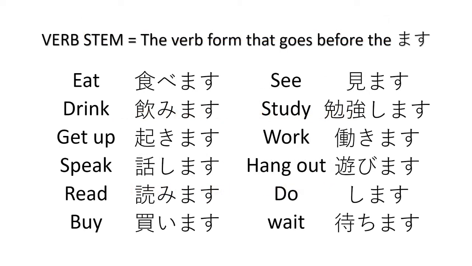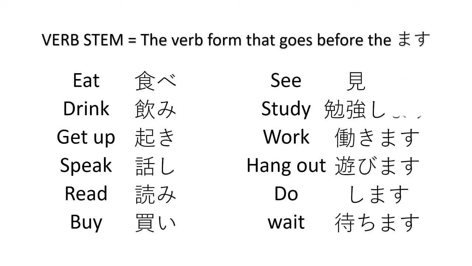So how do we find out the verb stem? The verb form that goes before the masu is the verb stem. So here we have the verbs in the masu form: tabemasu, nomimasu, okimasu, hanashimasu, yomimasu, kaimasu, mimasu, benkyou shimasu, hatarakimasu, asobimasu, shimasu, machimasu. To find the verb stem, we just remove the masu. And so these are the verb stems of the verbs, as you can see here.